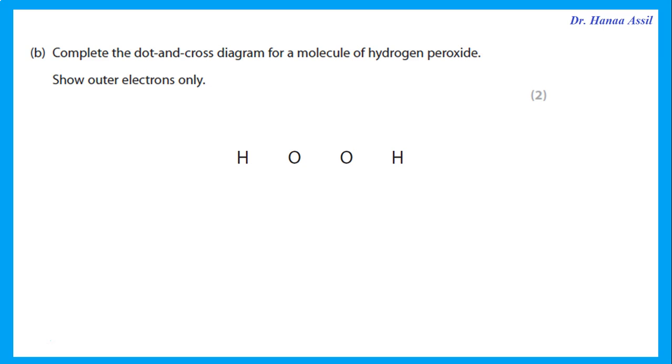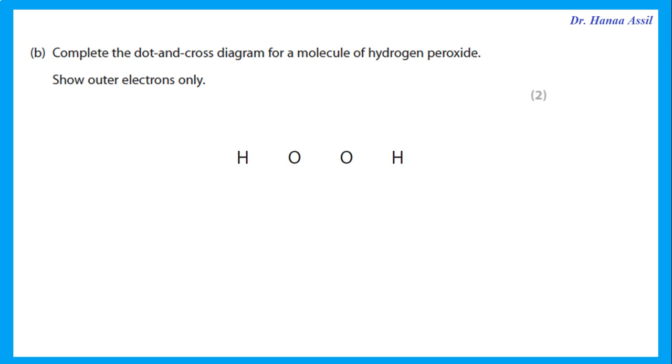Complete the dot and cross diagram for a molecule of hydrogen peroxide. Show outer electrons only. Again, when we draw dot and cross, first of all, these are hydrogen and oxygen, two non-metals, so they're going to share. That's the first thing. Share electrons depending on how many electrons each of them needs.